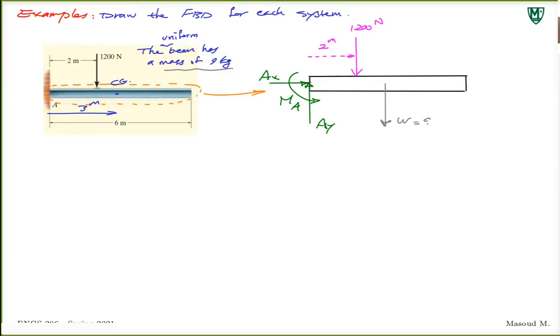And that would be 9 times 9.81. And that's 3 meters away from that side. Now we're done with the free body diagram. This is the free body diagram of this beam. I isolated the beam and put all the forces on this.